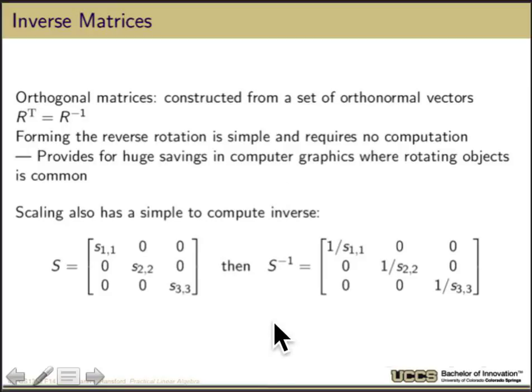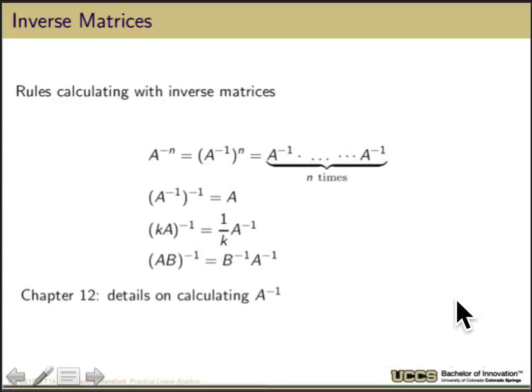Just as in 2D, for 3D, scaling matrices are particularly easy to compute the inverse of. For a diagonal matrix, we just take 1 over each of the diagonal elements, and that gives us the inverse. Okay, so summarizing, we're now going to start going back through a bunch of the rules. A couple of things for inverses.